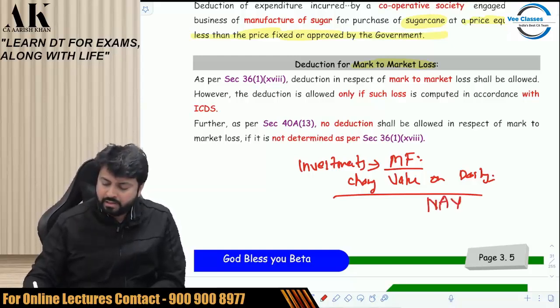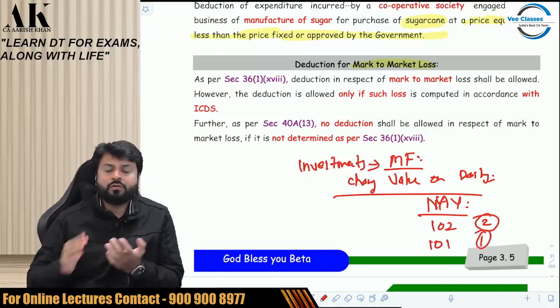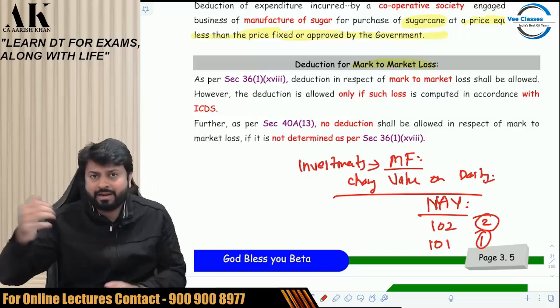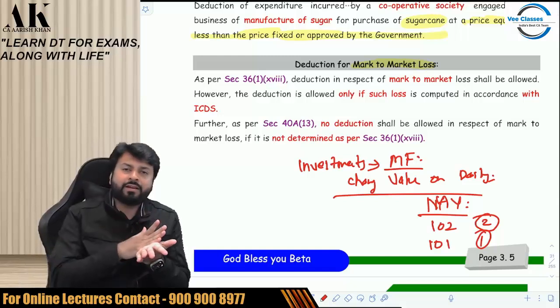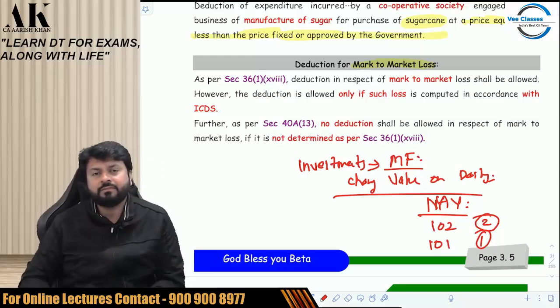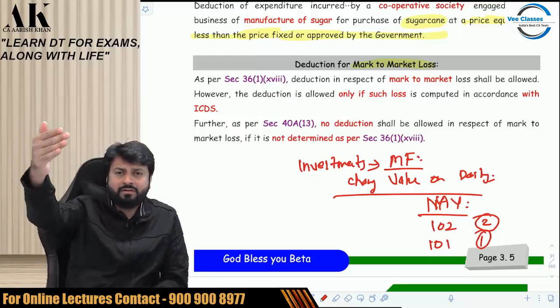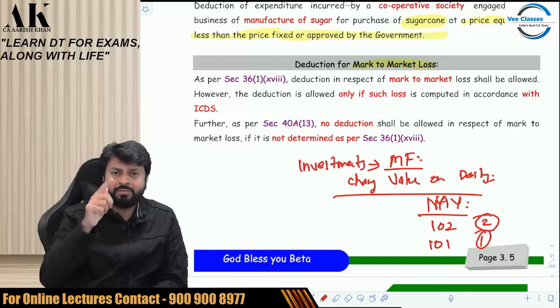Okay. Now, if tomorrow the value increases to 102, then I have to recognize a gain of 2 rupees. Then on the next day, if the value reduces to 101, then I have to recognize a loss of 1 rupee. So you have to mark your investments based on what? The market. That is the reason it is called mark to market. So if I am marking my investments as per market, will I get the deduction of that particular loss? If my mutual fund reduces from 100 to 95, yesterday it was 100, now it is 95, so 5 rupees deduction, will I get it?